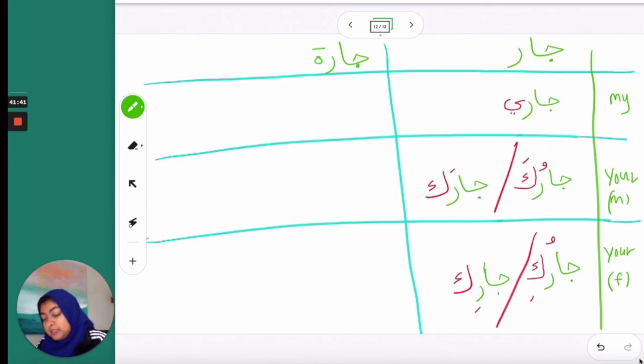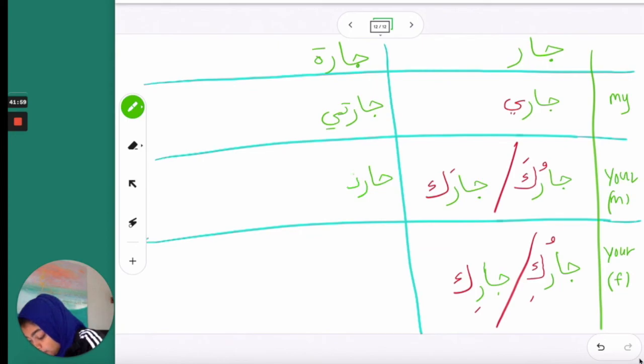Jara. What happens when you say my neighbor and it's feminine? We open the ta so it looks like a regular ta, and then we add the e to the sound. Jarati. Jarati, my neighbor. So, for all of these, I'm going to write them twice. You're going to write the ta connected.